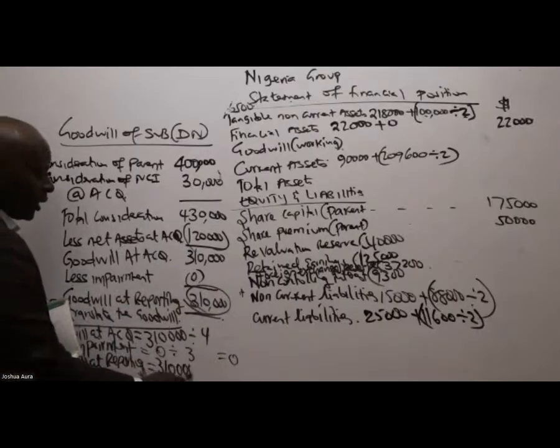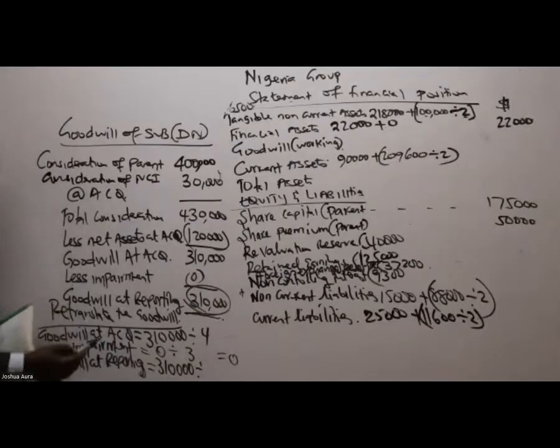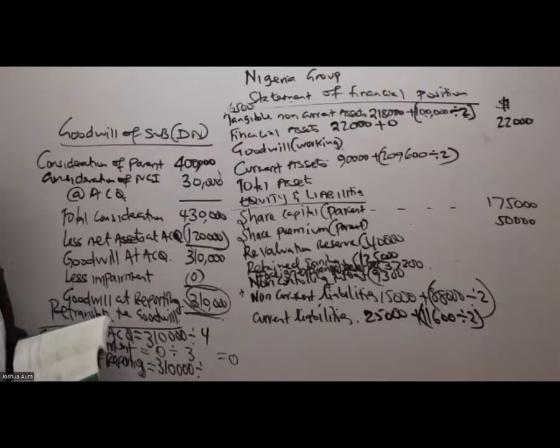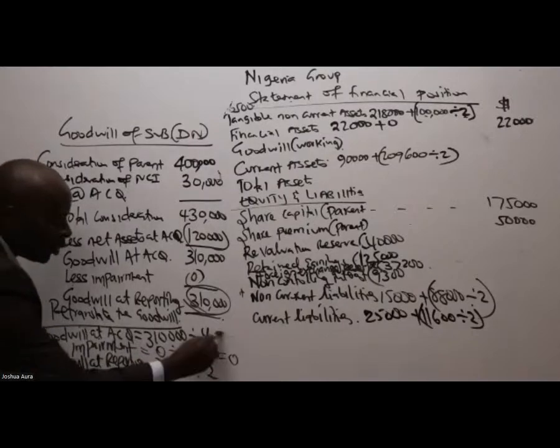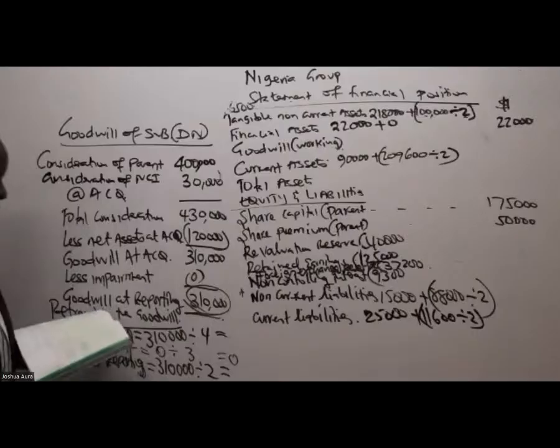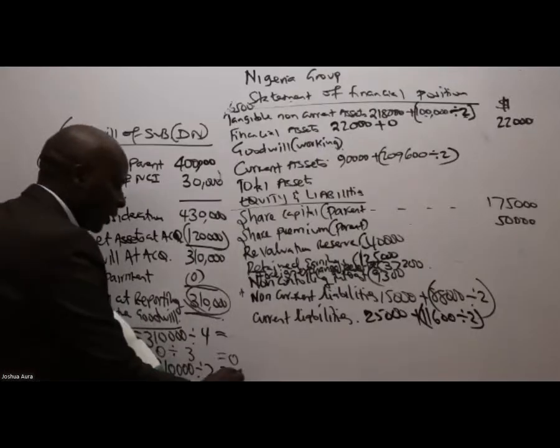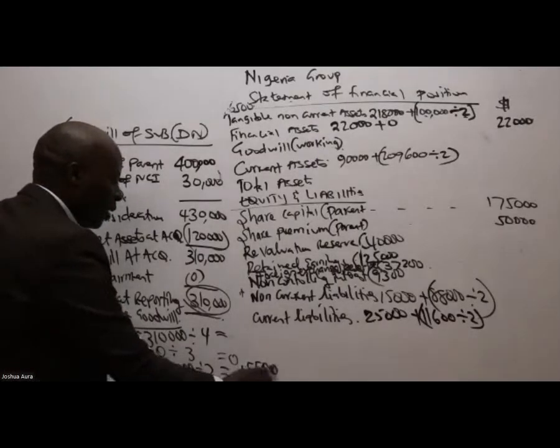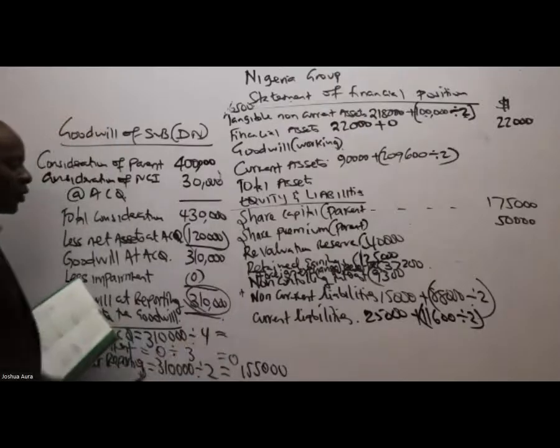So I'll take 310,000. At reporting, I should translate this at what rate, if you're following? Thank you very much. So could you kindly give me these figures? I know this one here will be $155,000. How about this?